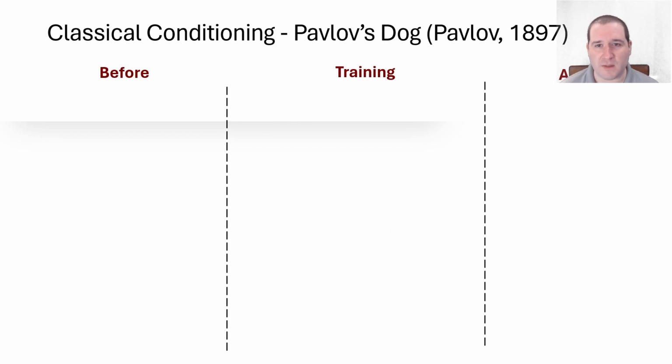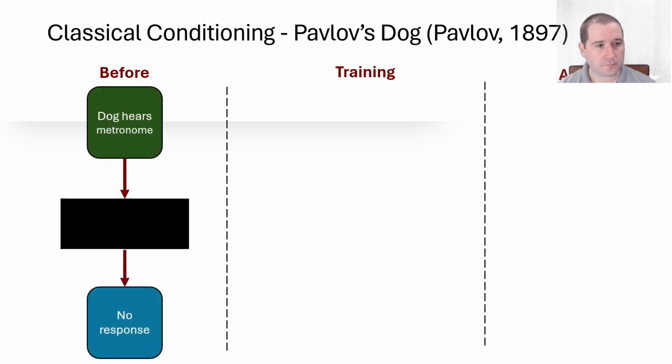One of the most famous experiments is Pavlov's dog. In 1897, Pavlov was training dogs, and he was experimenting with classical conditioning. He would play a sound on a metronome. Often this is referred to as a bell, but it was actually a metronome. But the dog would hear this sound, and it would have no response, right? The metronome means nothing to a dog.